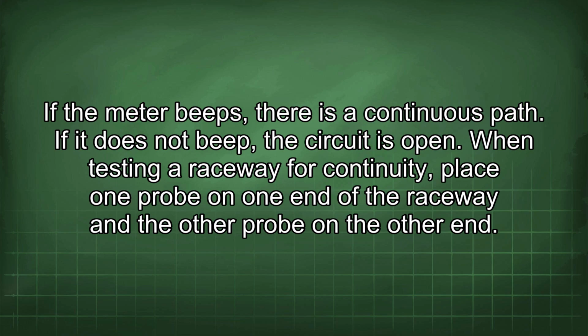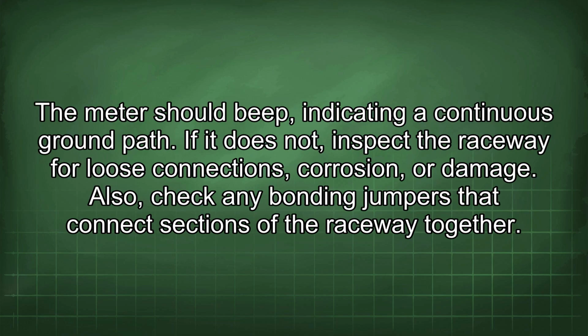When testing a raceway for continuity, place one probe on one end of the raceway and the other probe on the other end. The meter should beep, indicating a continuous ground path. If it does not, inspect the raceway for loose connections, corrosion, or damage. Also, check any bonding jumpers that connect sections of the raceway together.